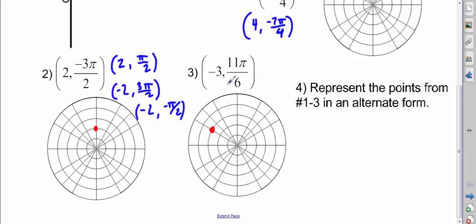All right, let's do this one. Negative 3 and 11 pi over 6. We're right over here. Now, you may realize probably the easiest way, in my opinion, would just be to make the radius positive. And we're going around 5 pi over 6 radians. So 3 and 5 pi over 6 would do the trick.